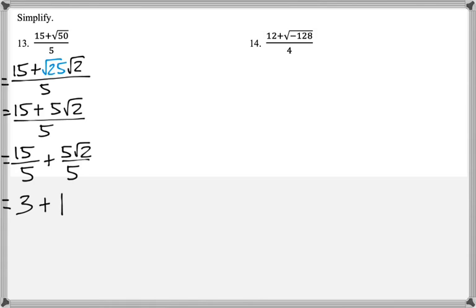So I don't divide the radical by the denominator, but I do need to carry the radical along. And then lastly, we don't need to put this 1 here, because 1 times square root of 2 is just square root of 2. So our final answer would be 3 plus square root of 2.